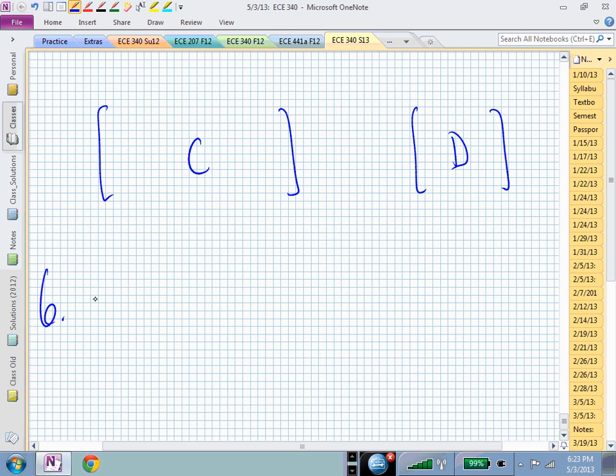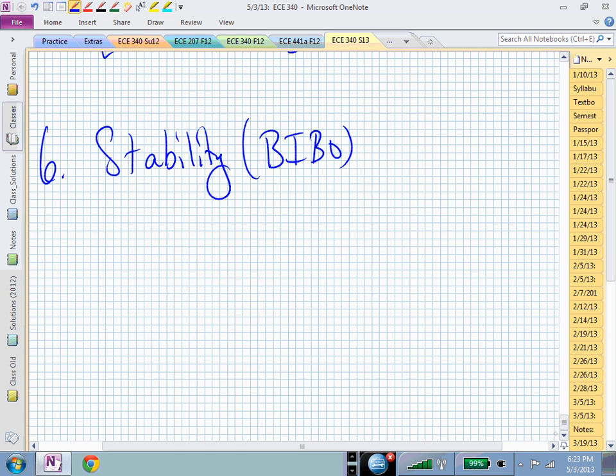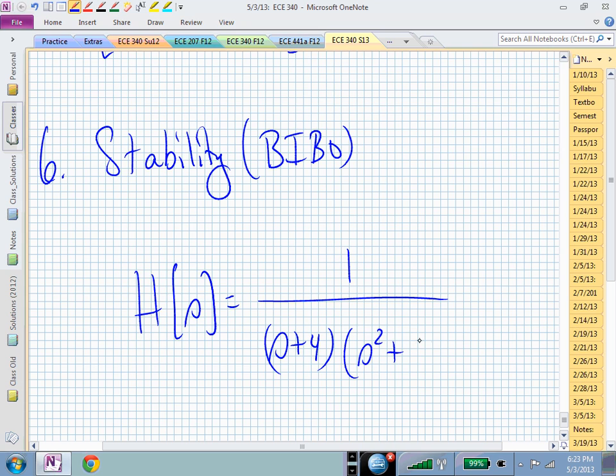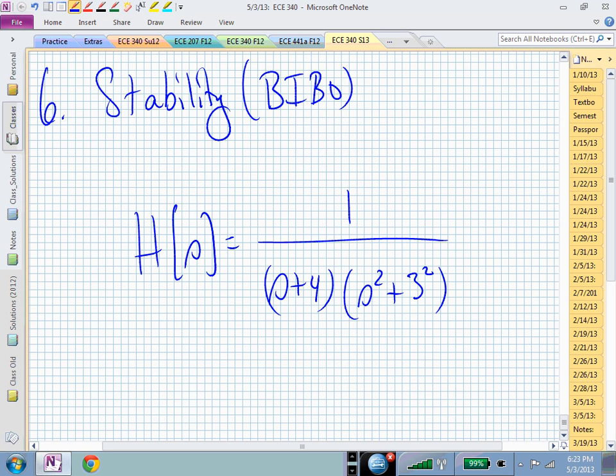What about stability? And we've been talking a lot about BIBO stability. If I gave you H of S and said it's equal to the following, 1, and then divide that by this denominator polynomial that's been factored into S plus 4 and S squared plus 3 squared. Is that system BIBO stable?